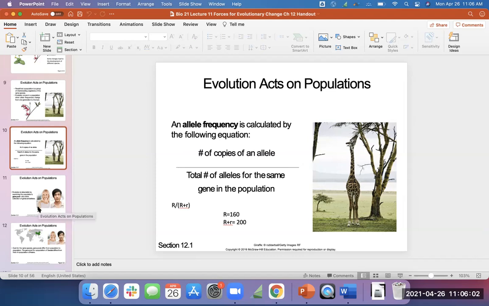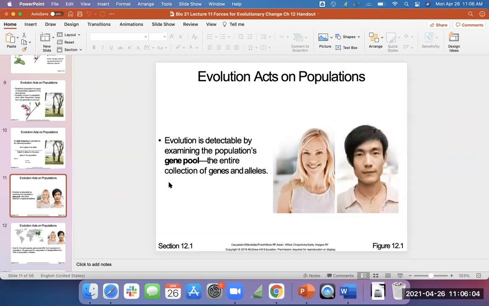And then definition of gene pool. Definition of gene pool is the entire collection of genes and alleles. So entire collection of genes and alleles. So I might say, what is a gene pool? Then you have to tell me.